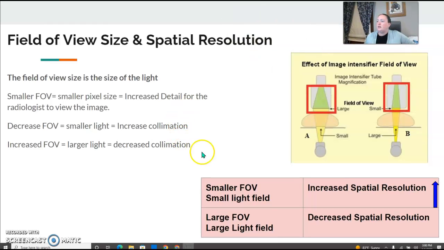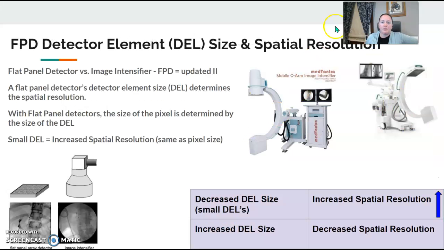Field of view. We talk about field of view as the size of your light field, or how open or wide it is. Ideally, we want a smaller field of view. Smaller field of view gives us better spatial resolution, right? So we should always be collimating in. Watch the terms. Increasing field of view means opening your field, making a bigger light. Increasing collimation, smaller light. Watch those terms, okay? Field of view, collimation, don't mix them up.